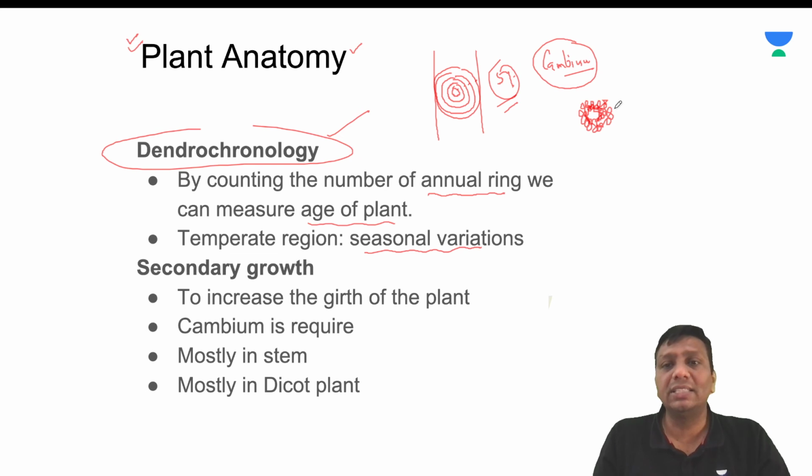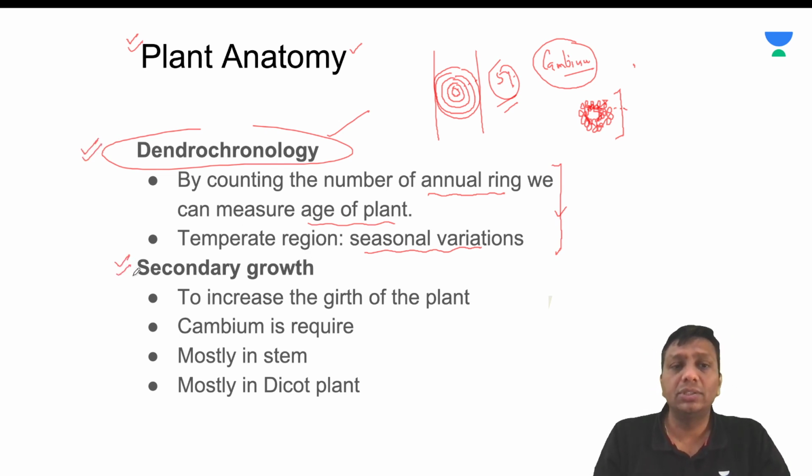Again, in the next year, again seasonal activities, a different look and appearance of cells. In one year, one type of ring, different appearance of cells. Second year, second cambium ring, different appearance of cells. In that way, people can count the rings and find out the age of the plant. That branch of study is called dendrochronology.